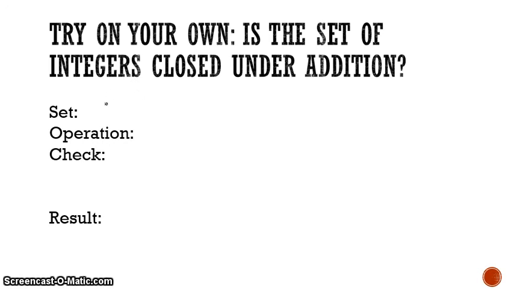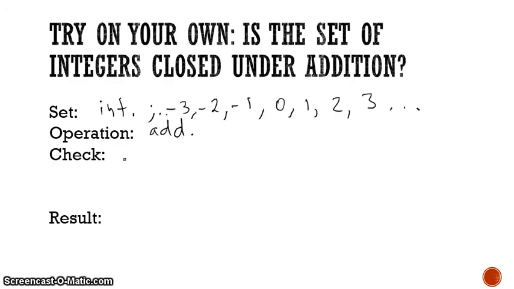Okay, so I'm going to identify my set. My set is integers. My integers are like negative 3, negative 2, negative 1, 0, 1, 2, 3. You don't have to write that every single time, but this is just for me to show you what kinds of numbers we're dealing with. The operation is addition. So let's check it.